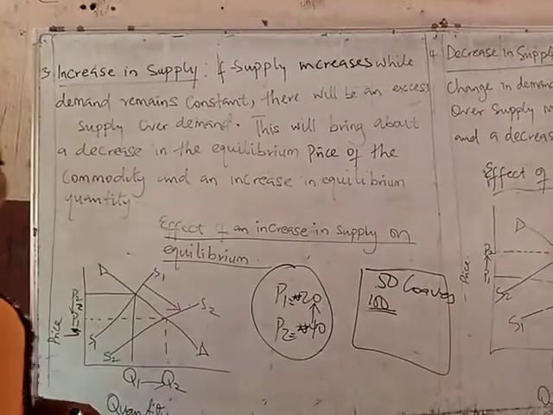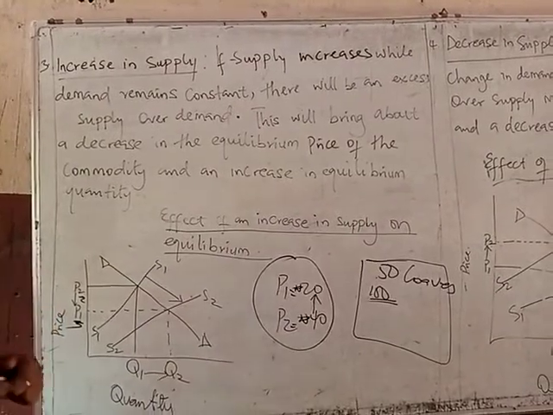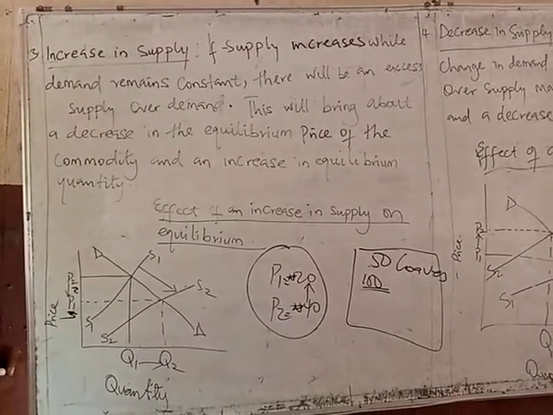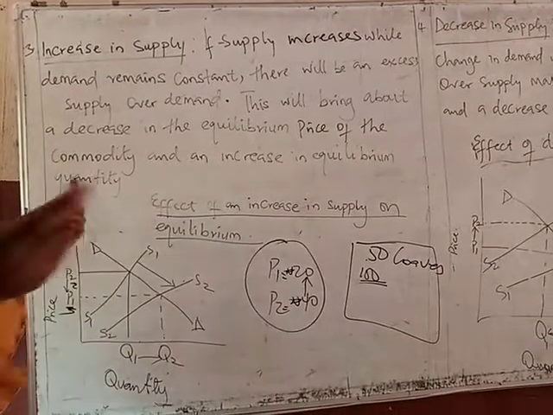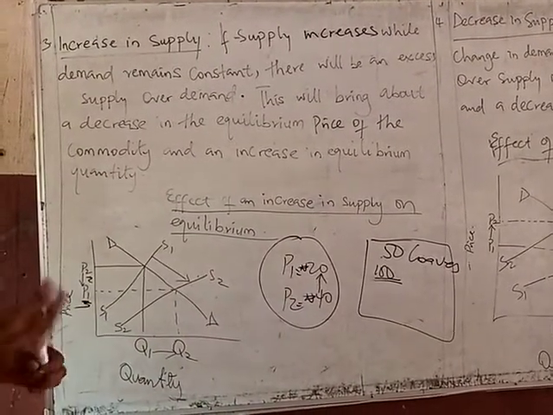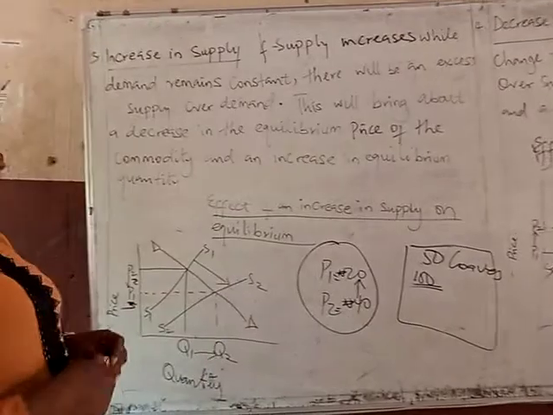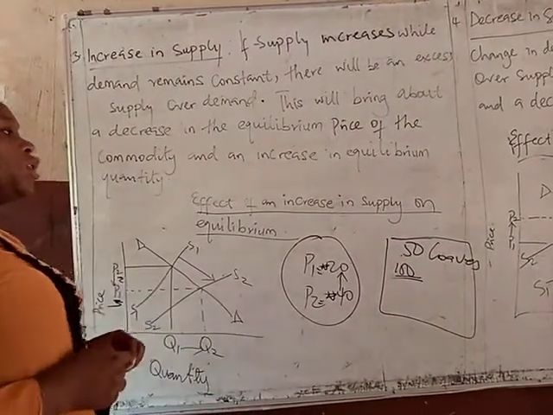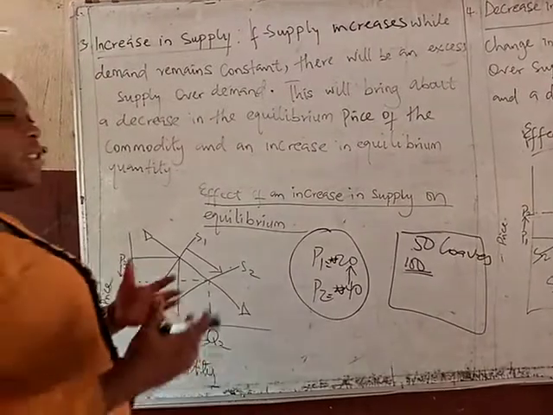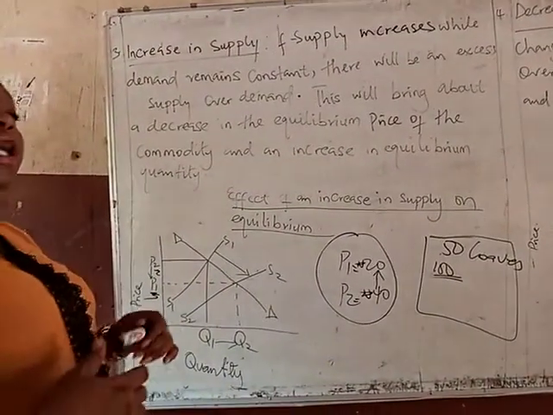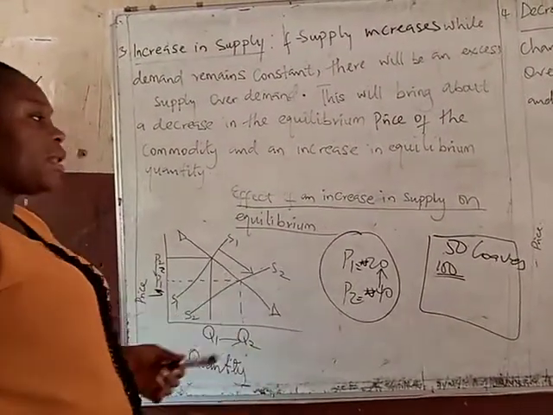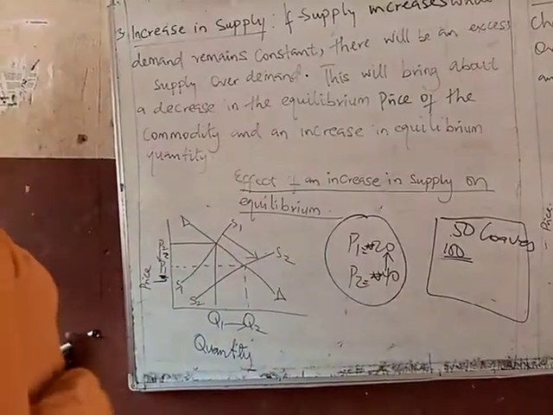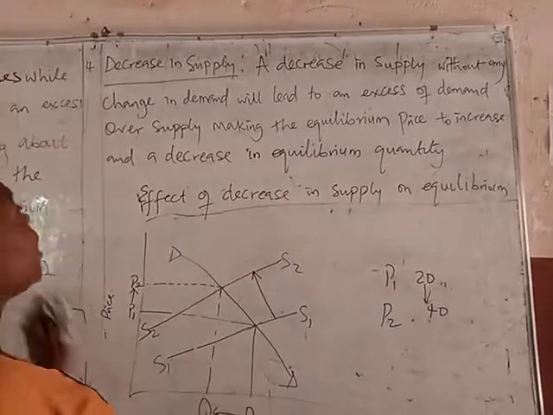Because we have excess supply over demand, we have no option than to give out your goods in order to have at least your money, your capital, with which you start up your business. Instead of losing both profit and capital, you realize back your capital. Is that okay?